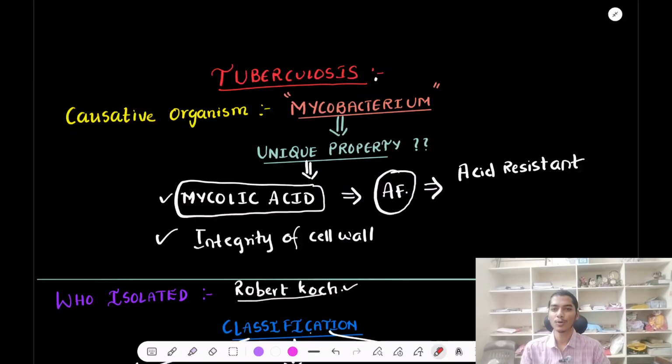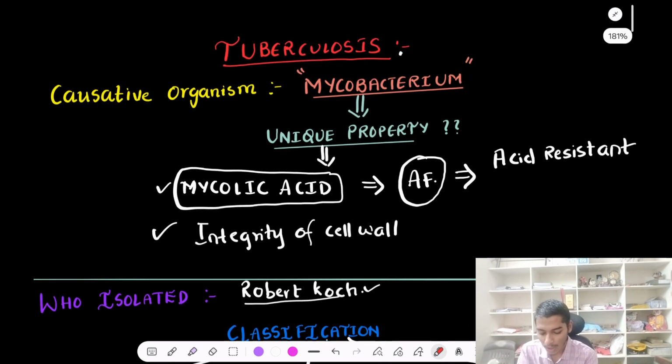Hi guys, so let us discuss tuberculosis today. The entire microbiology of Mycobacterium tuberculosis, all the information regarding that, as well as the anti-tubercular drugs which are used in treating tuberculosis. So let's get started.